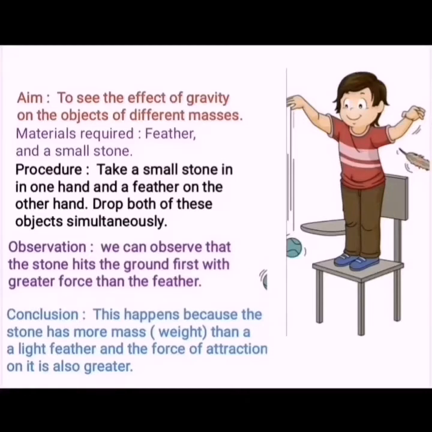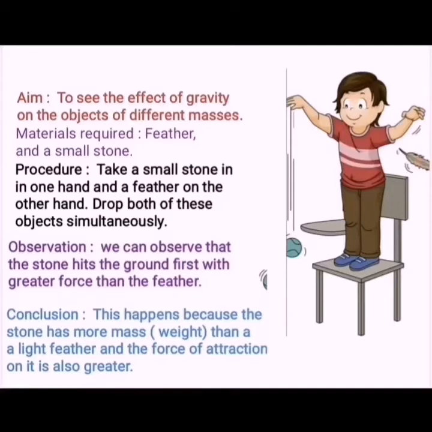Aim: to see the effect of gravity on the objects of different masses. Materials required: a feather and a small stone. Procedure: take a small stone in one hand and a feather in the other hand. Drop both of these objects simultaneously. Observation: we can observe that the stone hits the ground first with greater force than the feather.